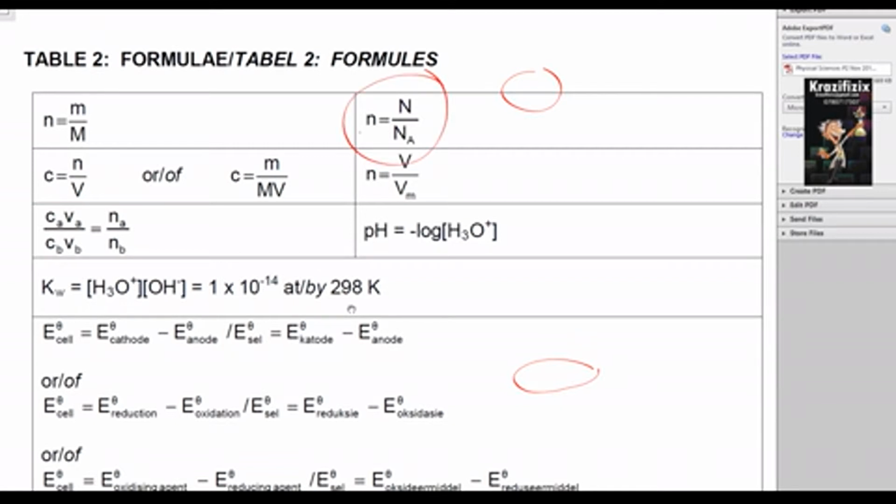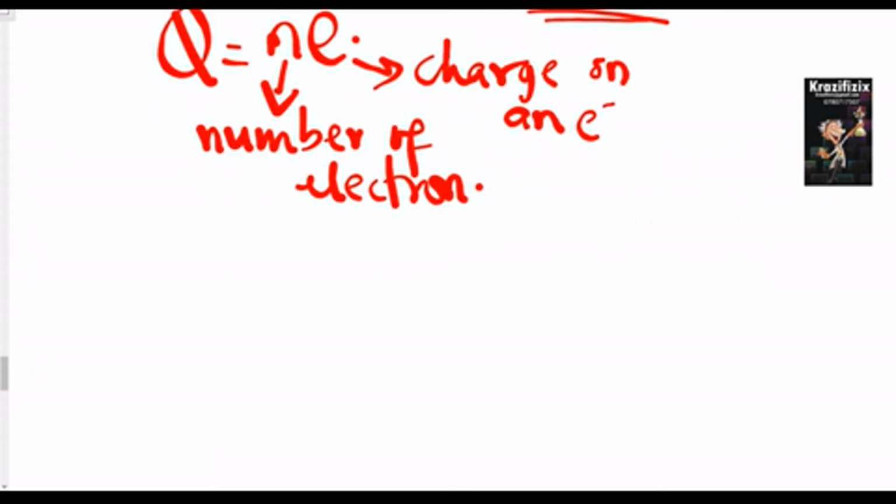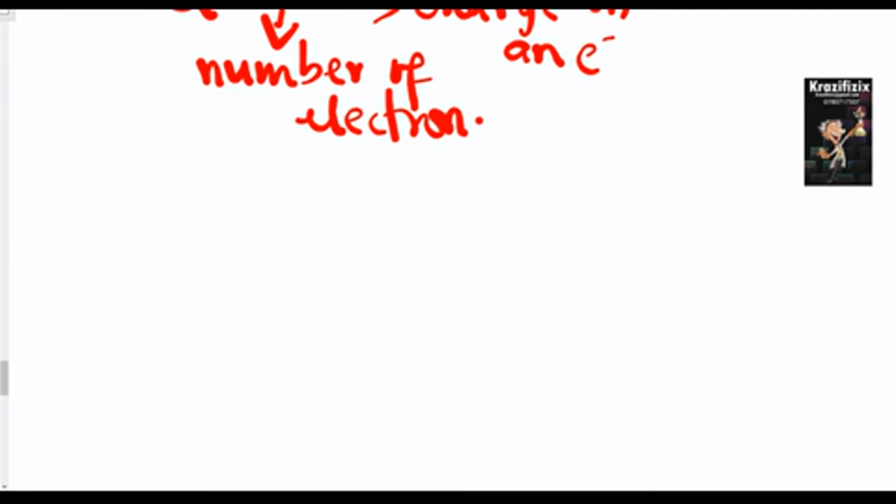N, the number of moles, equals the number of electrons divided by Avogadro's constant. And we have our Avogadro's constant as 6,02 times 10 raised to the power 23. Please, I need you to get this because this might occur so many times. N is the number of moles. All right, let's write this formula. N is the number of electrons over Avogadro's constant.